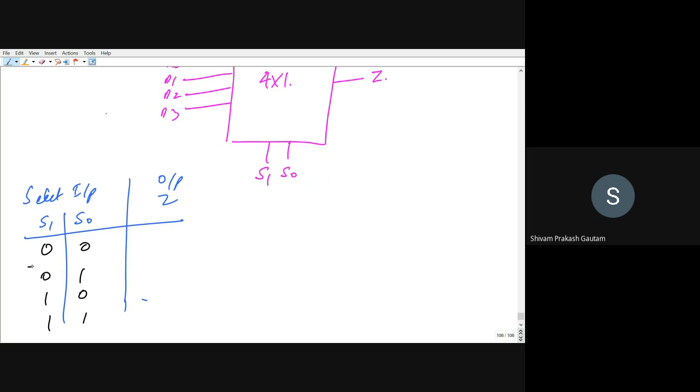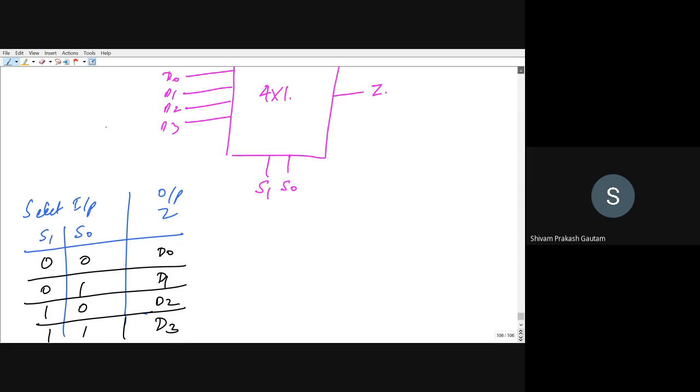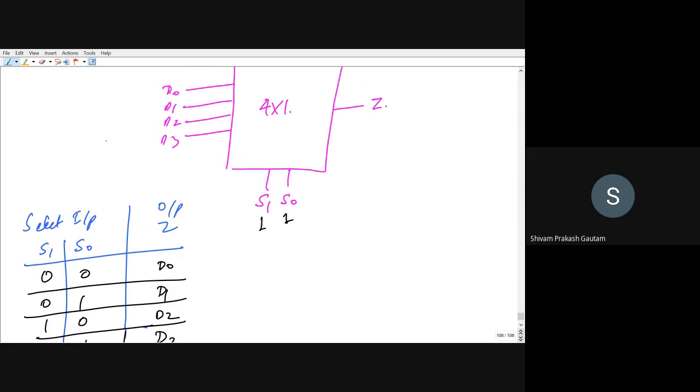When S1 and S0 both are 0, D0 will flow to the output. When S1 is 0 and S0 is 1, D1 will flow to the output. At the next combination, D2 will flow, and when both S1 and S0 are high, D3 will flow through the output. So if you want to get D3 at the output, you need to put S1 and S0 both 1, 1. If both of these are 1, then obviously D3 will flow to the output.